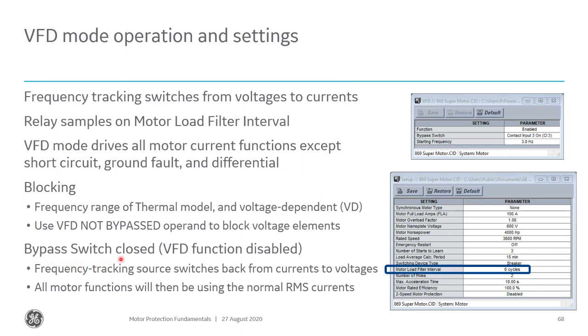If the bypass switch is closed, then your VFD functions are disabled and the frequency tracking switches back from currents to voltages. Then all your motor functions are using the normal RMS current. So there's a setting in here that tells whether it's bypassed or not. That's it up here. This motor load filtering is a little different.